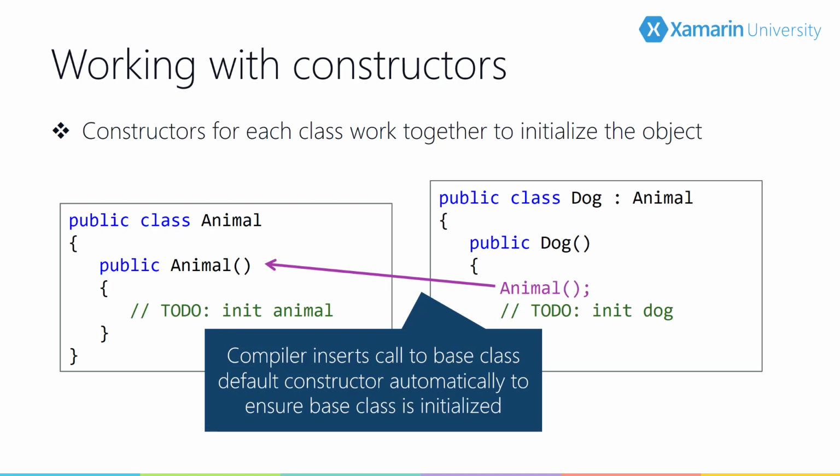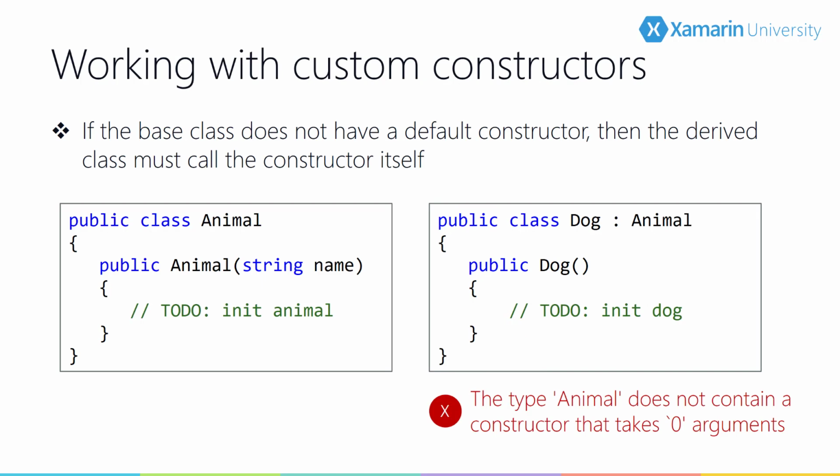Now, this will only happen if the base class constructor is a default constructor. If it's not, like in this case where now we have a parameter, the system cannot inject a call to the base class constructor because we no longer know what to pass into the parameter.